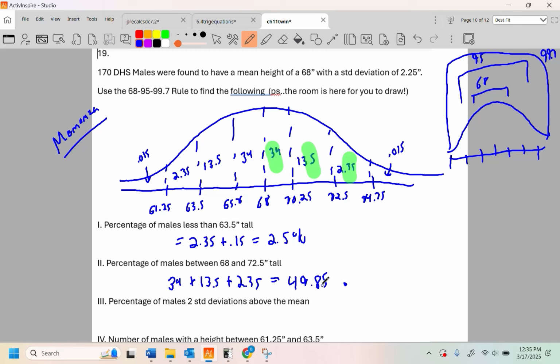Percentage of males 2 standard deviations above the mean. So I go over 1, 2, and I'm interested in this information right here, 2.5%. You really have to develop an intimate understanding of the bell curve.